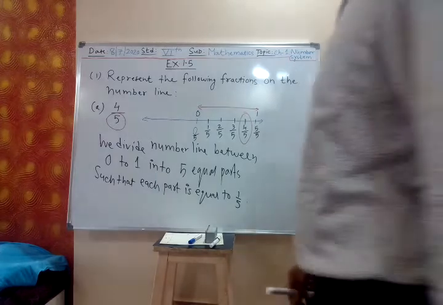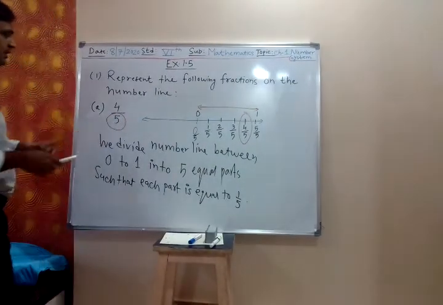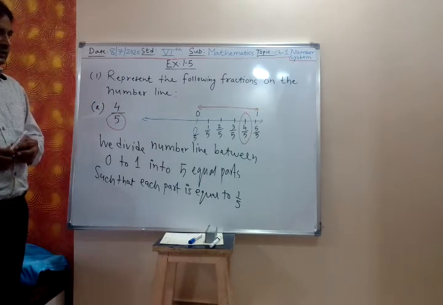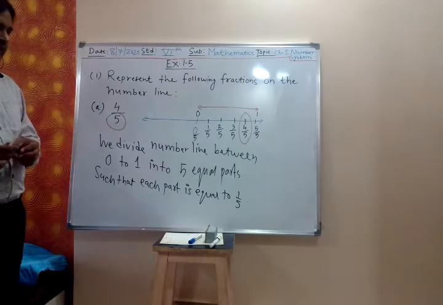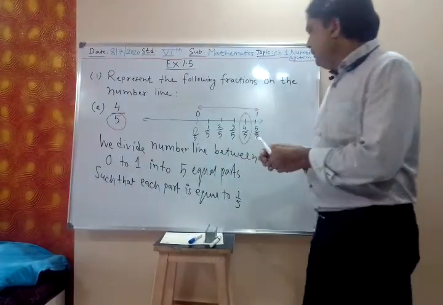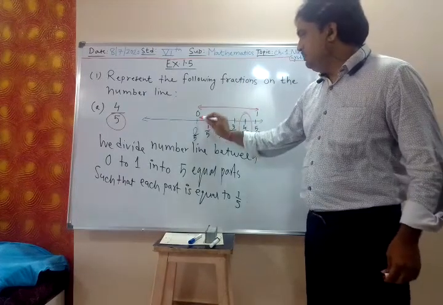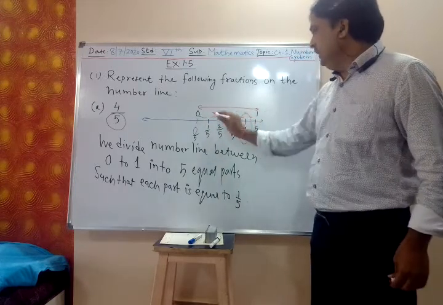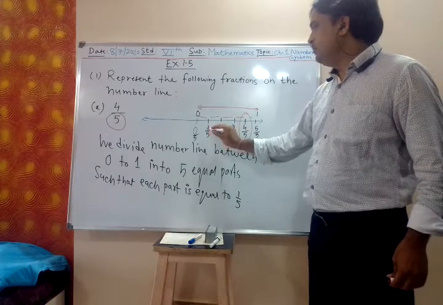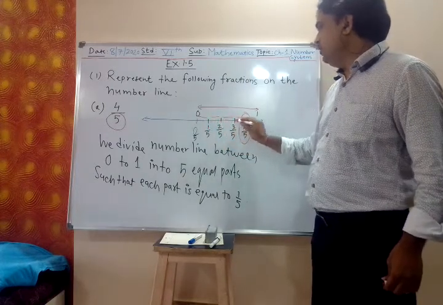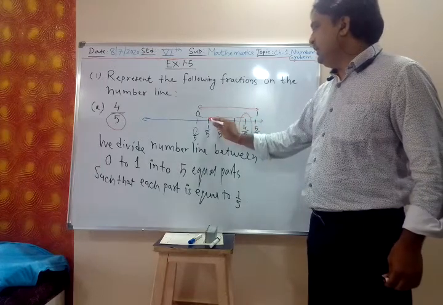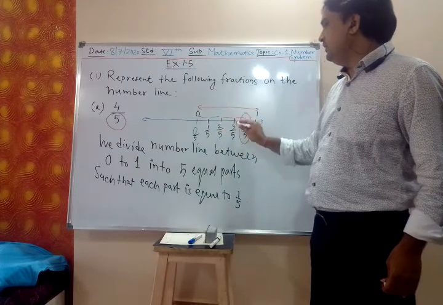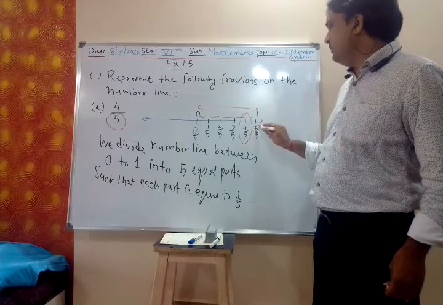So to represent the fraction 4 upon 5, now see here. This is one part, second part, third part, fourth part, fifth part. Each part is equal to 1 upon 5. So first part is 1 upon 5. Second will be 2 upon 5. Third will be 3 upon 5. Fourth will be 4 upon 5. Next will be 5 upon 5.